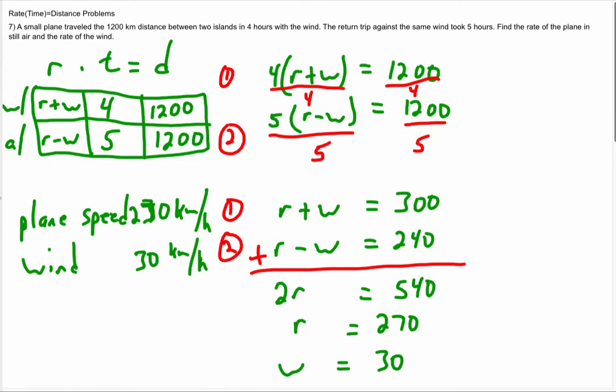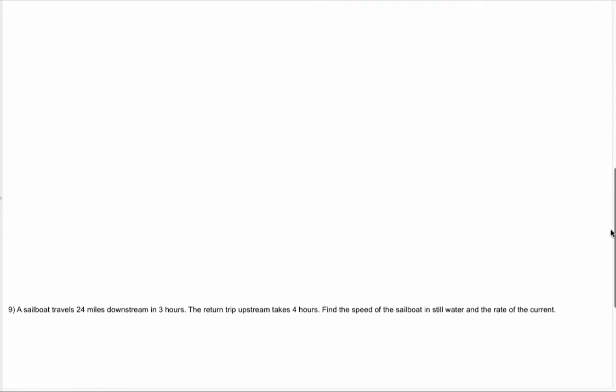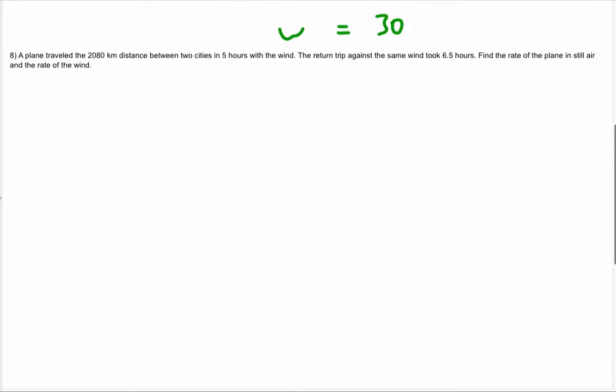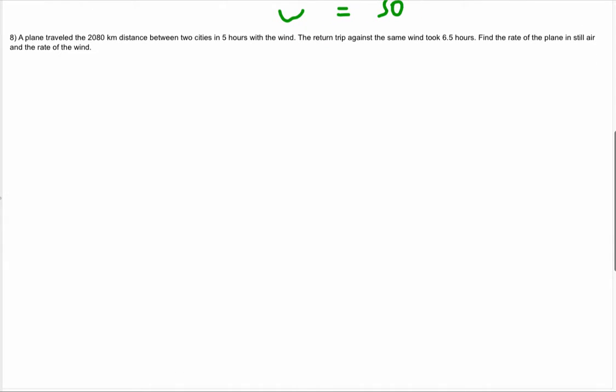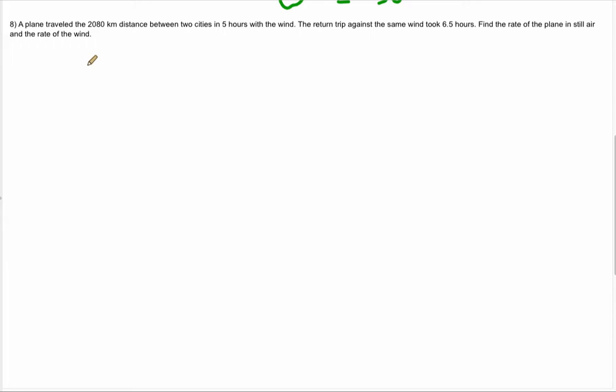All right, moving down. Once again, even if you weren't told this is a rate time distance problem, you're being told the distance, you're being told a time, you're being asked for a rate. So it's pretty easy to deduce that it is a rate time distance problem. So you're going to set up the chart right off the bat. Rate times time equals distance.